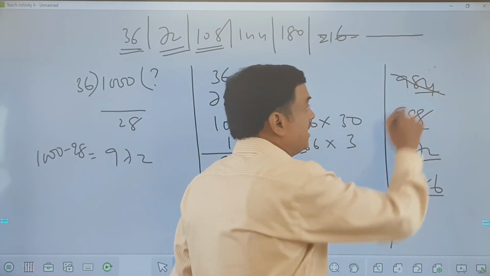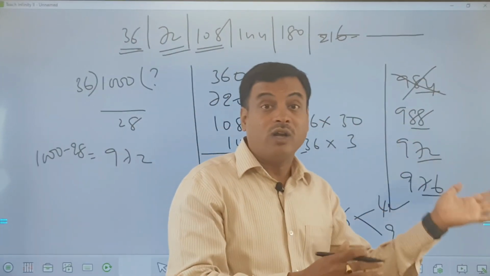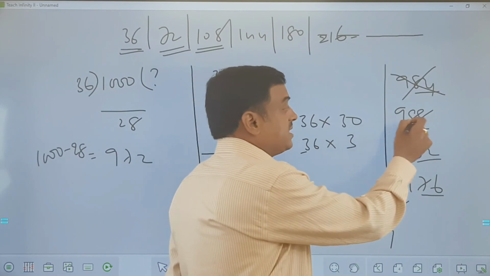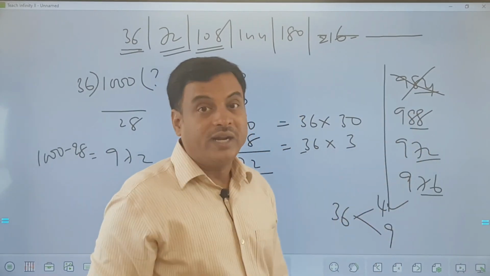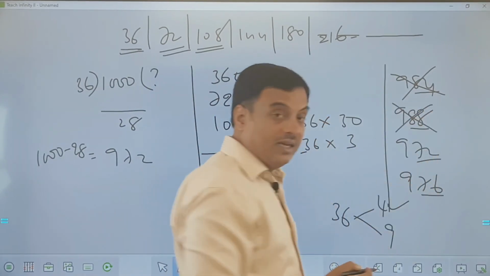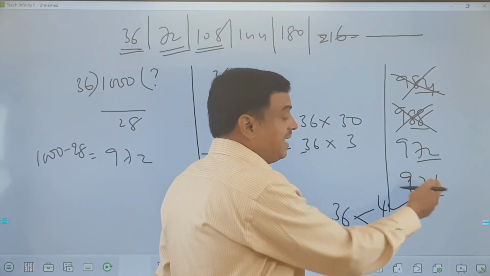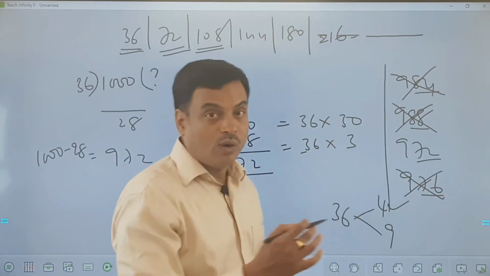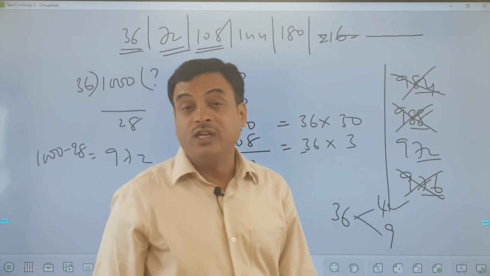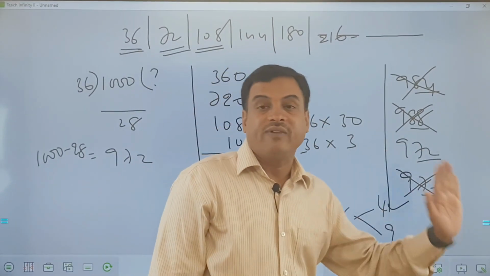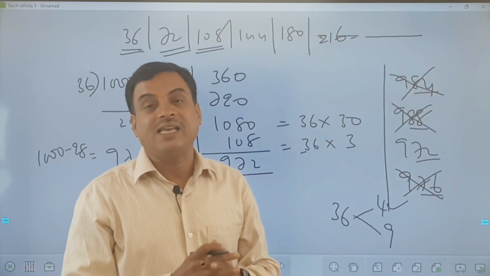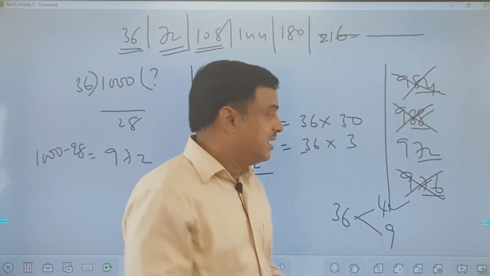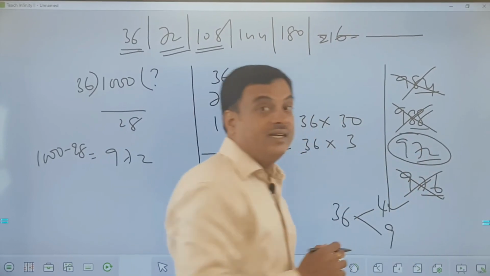So this is not the number. It is a multiple of 4 but not of 9. Out. Then 9, 8, 8 gives 25, which is not a multiple of 9. The last one, 9, 7, 6 gives 22, which is not a multiple of 9. So out. Then 9 plus 7 plus 2 is 18, and 18 is exactly divisible by 9. So this number is the greatest 3-digit number.